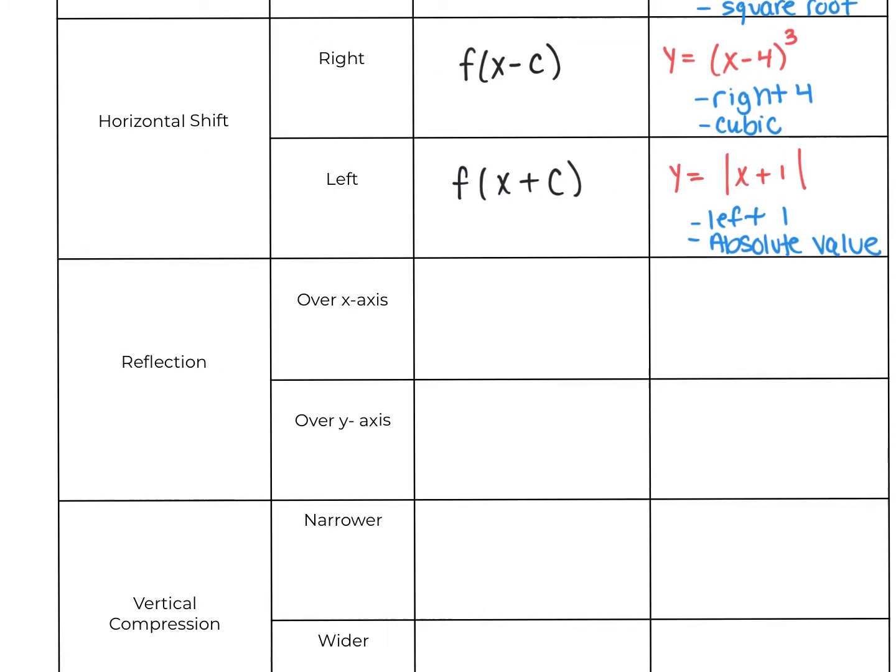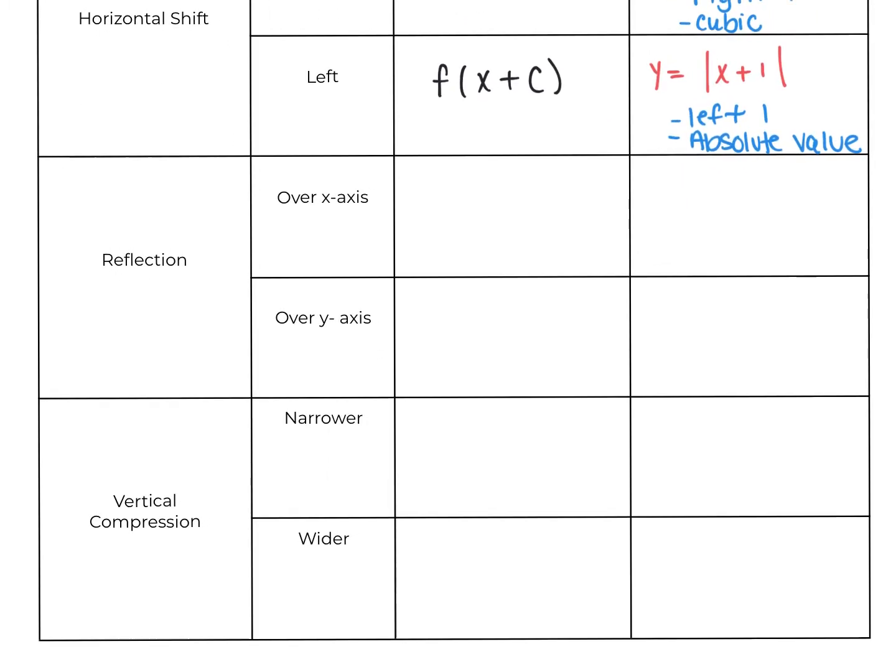The next shift will be a reflection, either over the x-axis or the y-axis. A reflection over the x-axis is when we put a negative in front of the function, and a reflection over the y-axis is when we put a negative inside the function. So we can use the x squared function again.